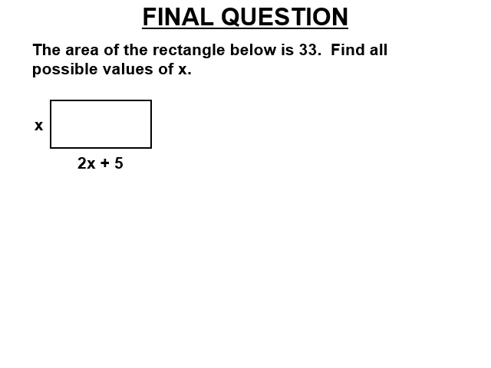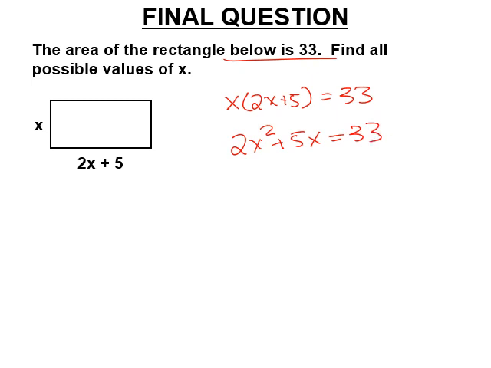To find an area, it's length times width. So x times 2x plus 5, and we said the area was 33. Distributive property, x times 2x, 2x squared, x times 5, 5x, right? To solve these, we need the zero product property. So it has to equal 0. So we've got to do that. So we get 2x squared plus 5x minus 33 equals 0.